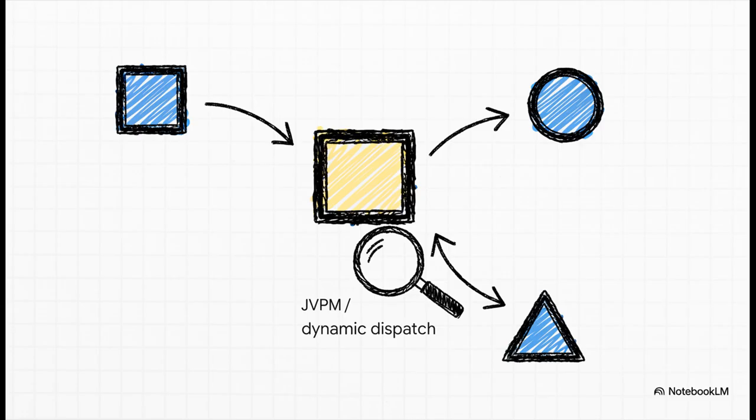Oh, you're an A? Let's run A's method. Then, okay, now what are you? At B? Cool, B's method it is. It's making that choice on the fly, every single time.